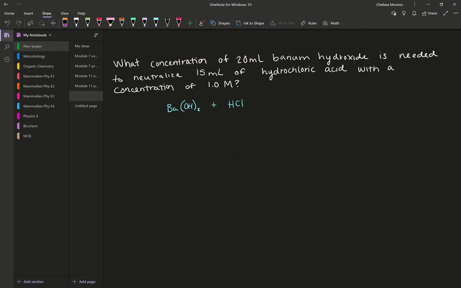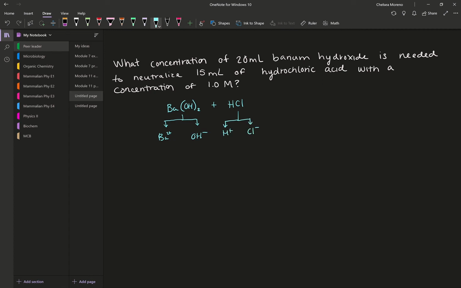So now that we're looking at our reactants, I notice that this is a base and this is an acid. So we know that this is an acid-base reaction. So of course, let's do the same thing that we did before. Let's break it apart. This is Ba2+ and OH-, right? And then same thing over here. This is going to be H+ and Cl-.